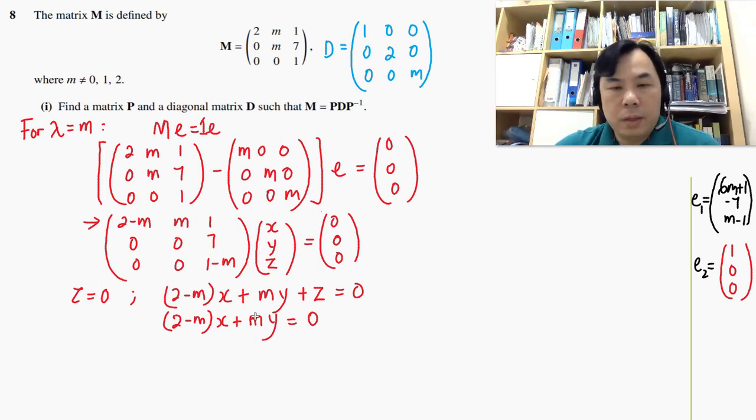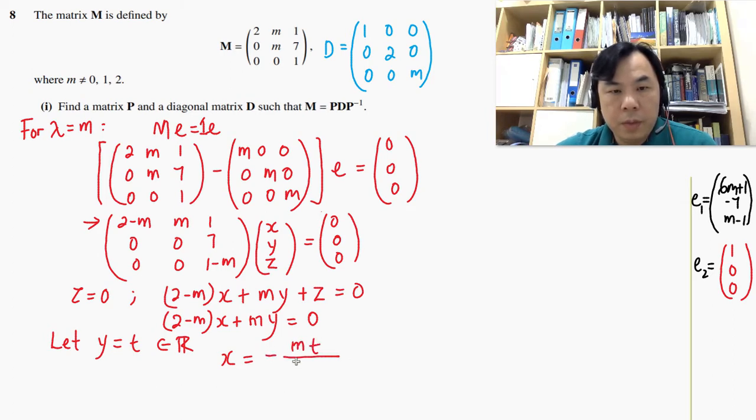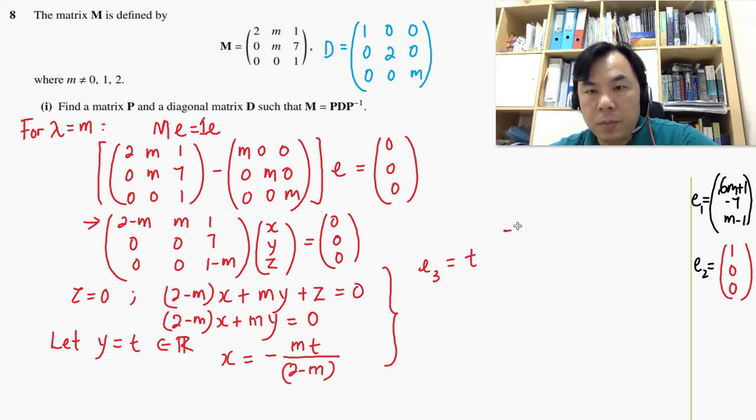Now up to this point, you can let y be anything you like. So take for instance, from my point of view, I will let y equal to t, where t is any real number. Because y is equal to t here, you can conclude that x must be equal to negative mt divided by 2 minus m. Now that is your x. And then finally, we can conclude that our last eigenvector can be written as m over 2 minus m for x, then y is equal to 1, and z is equal to 0 there.